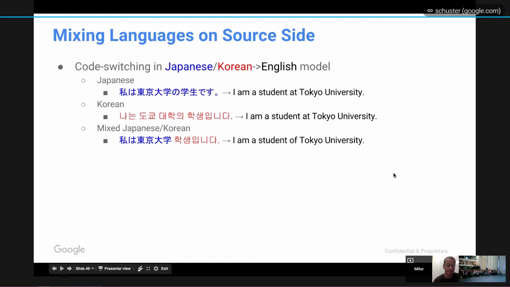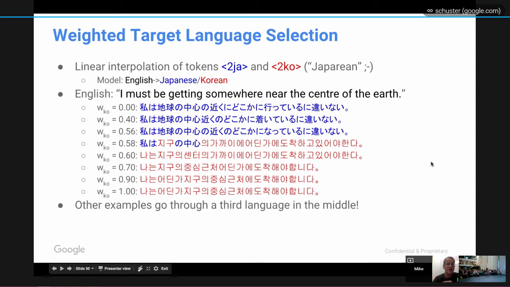So another thing we can do is, somebody said, what happens if we do a weighted target language selection? So what he meant was, if we have a system that translates English to Japanese or Korean, we have two tokens that we need, the two Japanese token and the two Korean token. So what would happen if we put in a linear combination of those tokens? And the way we do this is we calculate the embedding that the Japanese token gets and the embedding that the Korean token gets and just linearly merge these two embeddings.